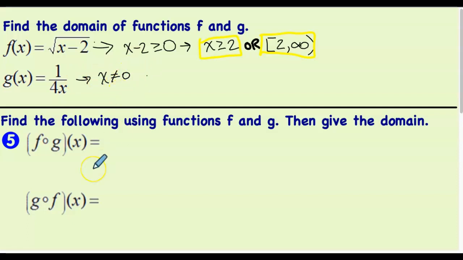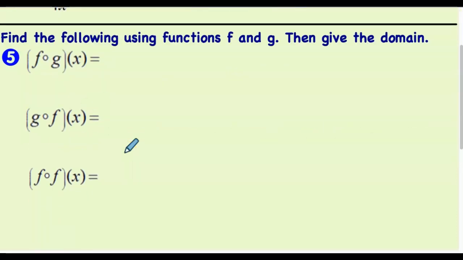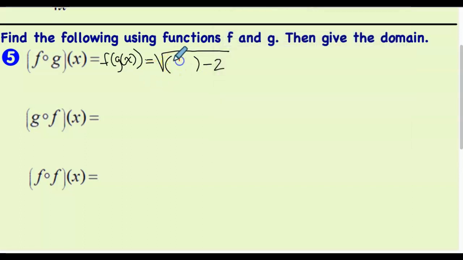Now, in this case, x cannot be 0 because it's 1 over 4x. So if x were 0, we would have a problem because dividing by 0 doesn't work. So let's do f of g of x then. Basically, we'll take the f of x function, which is the square root of x minus 2, and we'll put g of x in it. G of x is 1 over 4x.